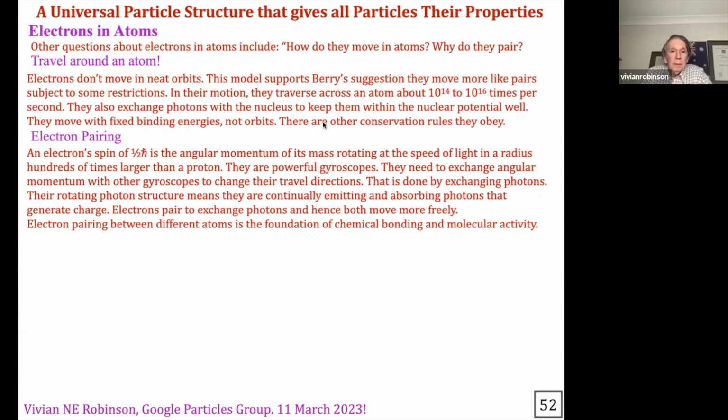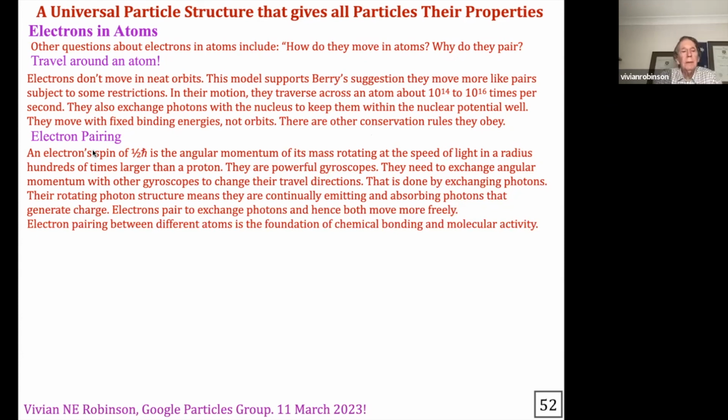As far as spectroscopy is concerned, there's no difference. But it does make some difference to how, well, we don't have to postulate anything to get these orbits, apart from the screening effect, which I think is obvious. There are other conservation rules.